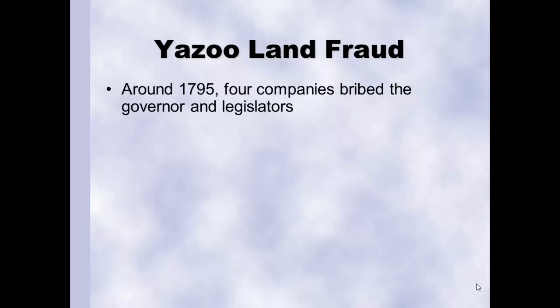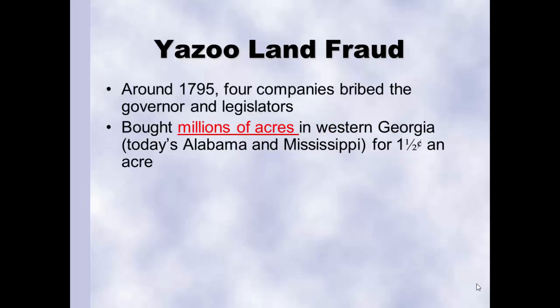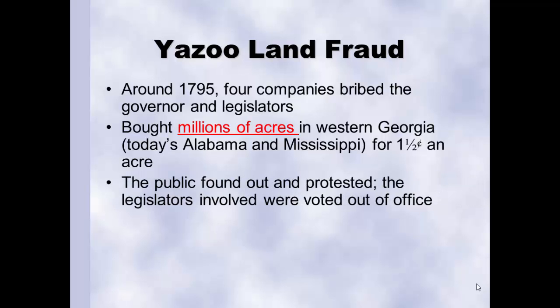Okay, this is still answering the question: how did Georgians receive land in the 20 years following the American Revolution? There was a land fraud where 4 companies bribed the governor and legislators, and they bought land for 1.5 cents per acre. Could you imagine 1 acre of land for a penny and a half?